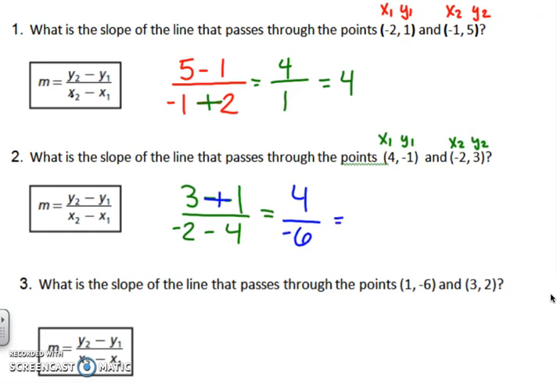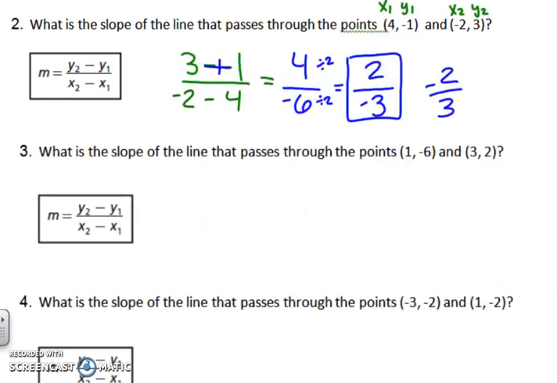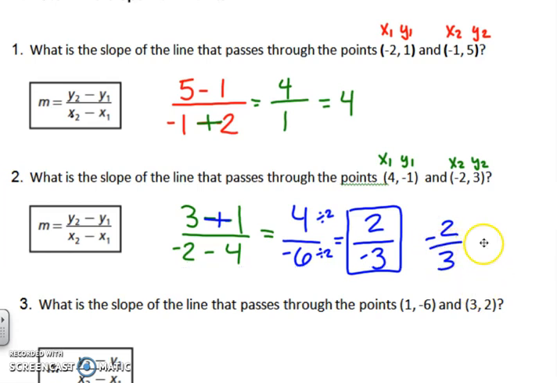Okay? But I can reduce 4 over 6. I know they're both divisible by 2. So I'm going to divide the top by a 2 and divide the bottom by a 2. So I would get 2 over -3. And so that's my slope. It could also be written -2 over 3. Okay? So that would be a negative slope. And the reason we keep it in a fraction form is because slope is a rise over run ratio, and so you have to leave it in a fraction form. Okay? So no decimals with slope.